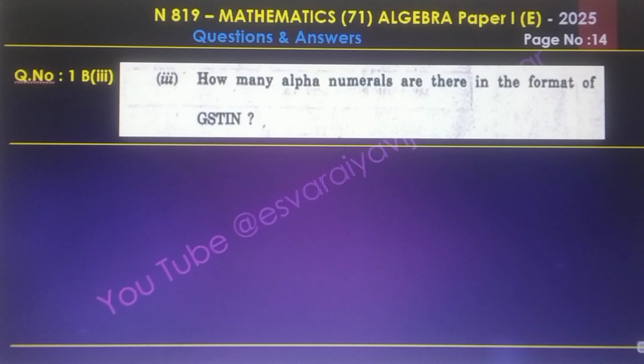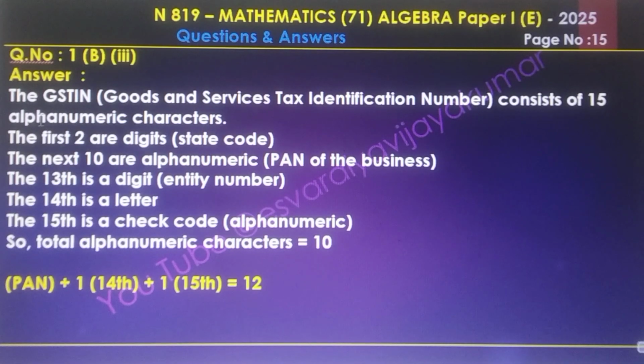1B3, how many alphanumeric characters are there in the format of GSTIN? The Goods and Services Tax Identification Number consists of 15 alphanumeric characters. The first two are digits, the state code, and the next 10 are the alphanumeric PAN of the business, the 13th is the entity number digit, the 14th is a letter, and the 15th is a check code. The total alphanumeric characters: 10 PAN plus 1 plus 1 equal to 15 characters.